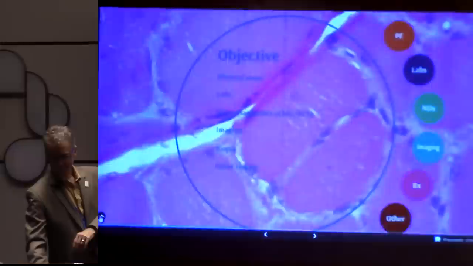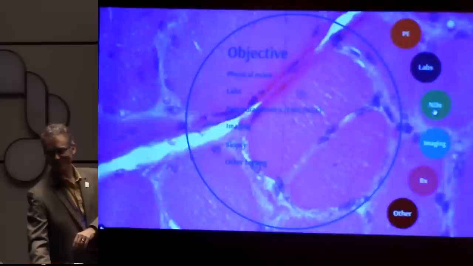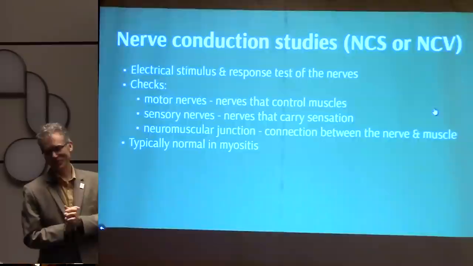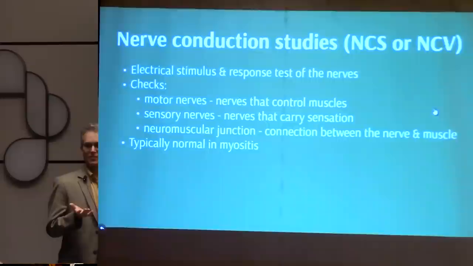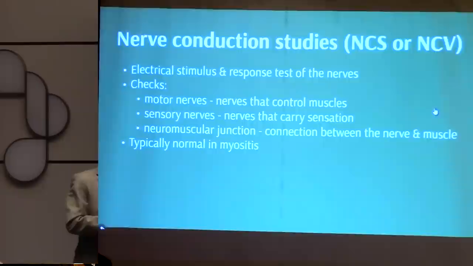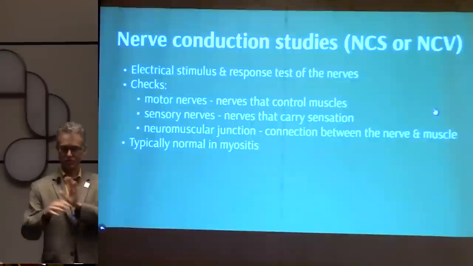So, wow, we've gotten to the neurodiagnostic. Oh, now this is my favorite part. This is the part where we shock you and poke you with needles. So we're checking to see, the nerves should not be affected. If you have myositis, your nerves should carry a normal signal. The sensory nerves and the motor nerves should carry a normal signal. And if you have myasthenia gravis, your neuromuscular junction, the connection between the nerve and the muscle, should work normally.